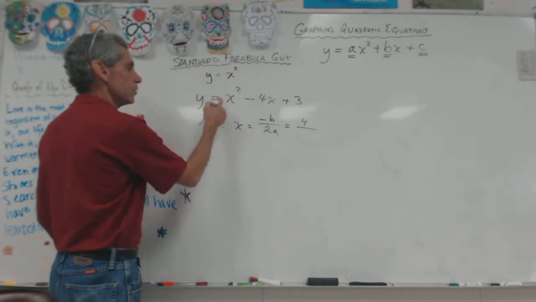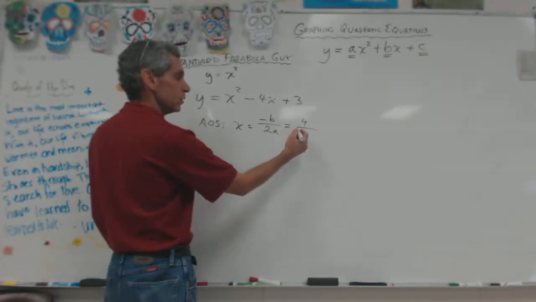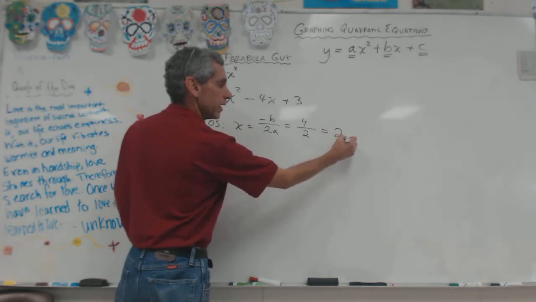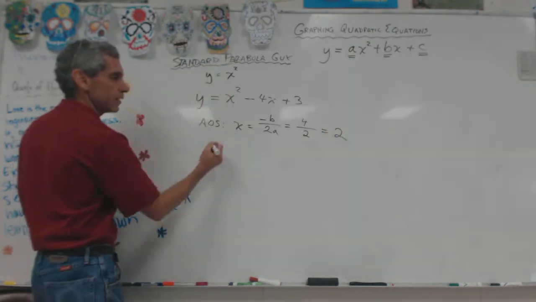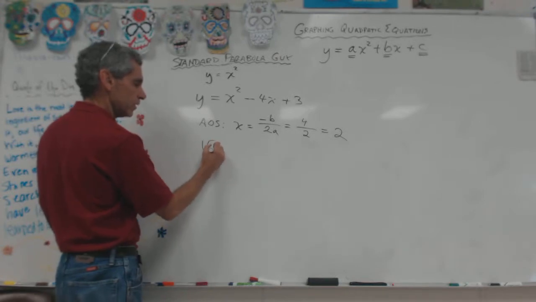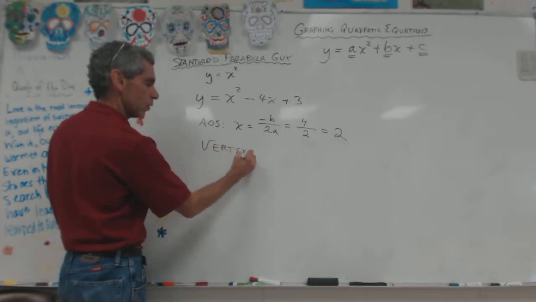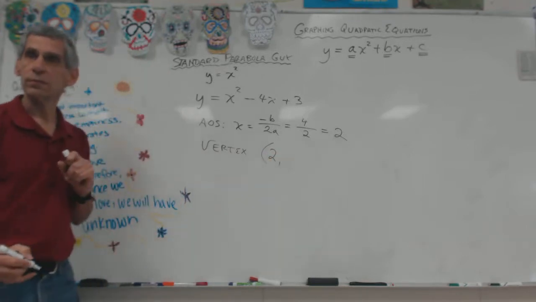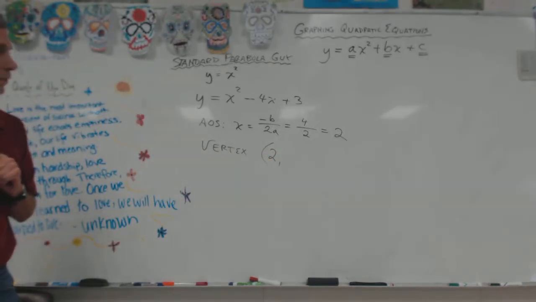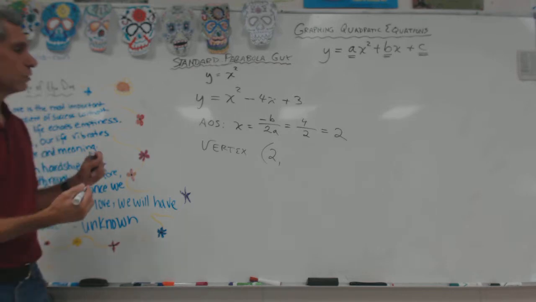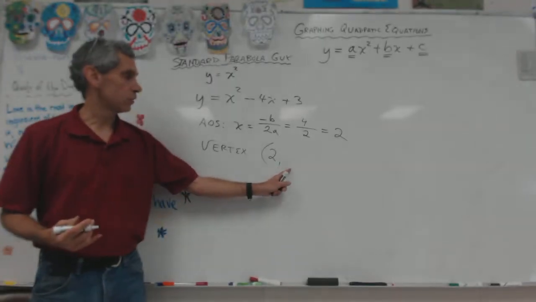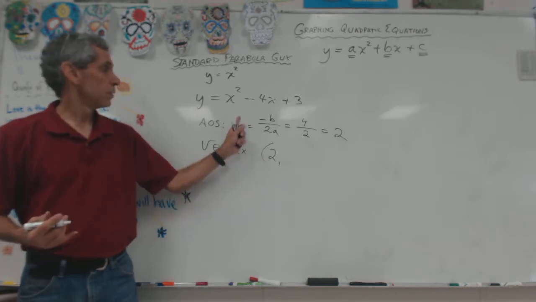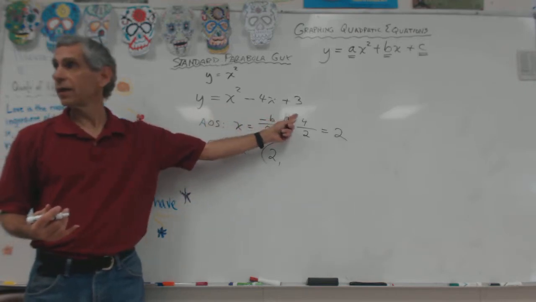Over 2 times a is 1. 2 times 1 is 2. So my axis of symmetry, that's my x, is 2. That means my vertex, what's my x of my vertex? 2. With me? Okay? Now all I have to do is find my y. What do I have to do? I plug my x back into my original equation, right?